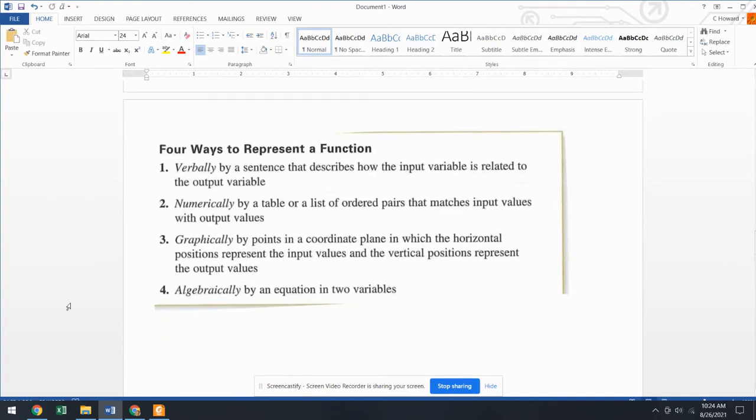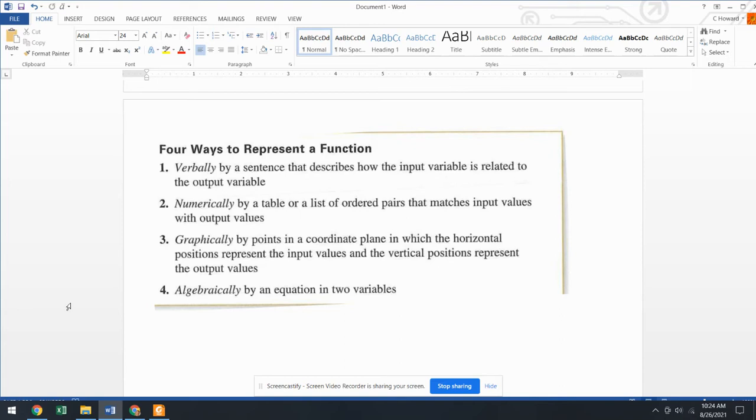You've probably seen most of them in your math career. Verbally, by a sentence that describes how the input variable is related to the output. So that could be like: you cube the value of x and then decrease it by 6. That would be a verbal sentence that describes a relationship. Numerically, by a table or a list of ordered pairs that matches input values with output values. You know ordered pairs are the numbers in parentheses. You guys are used to tables, I'm sure.